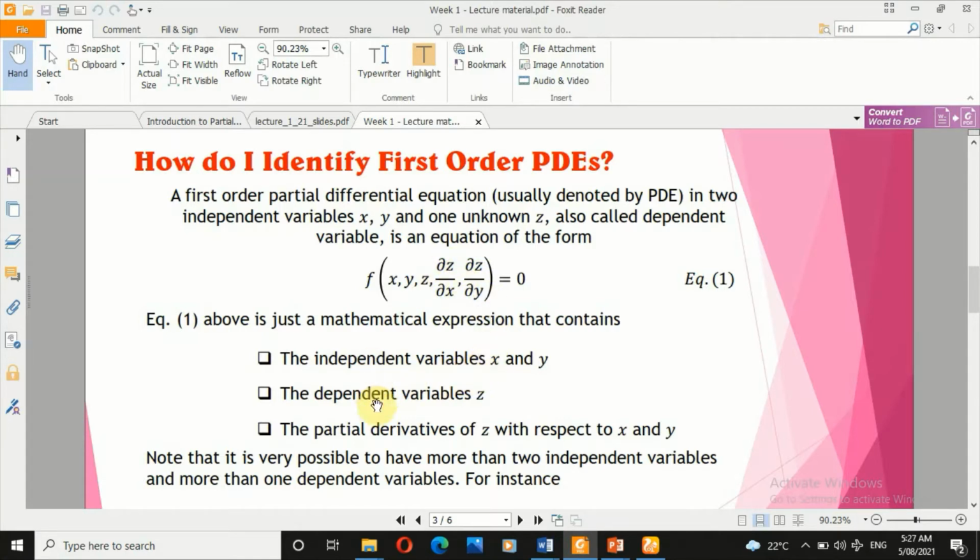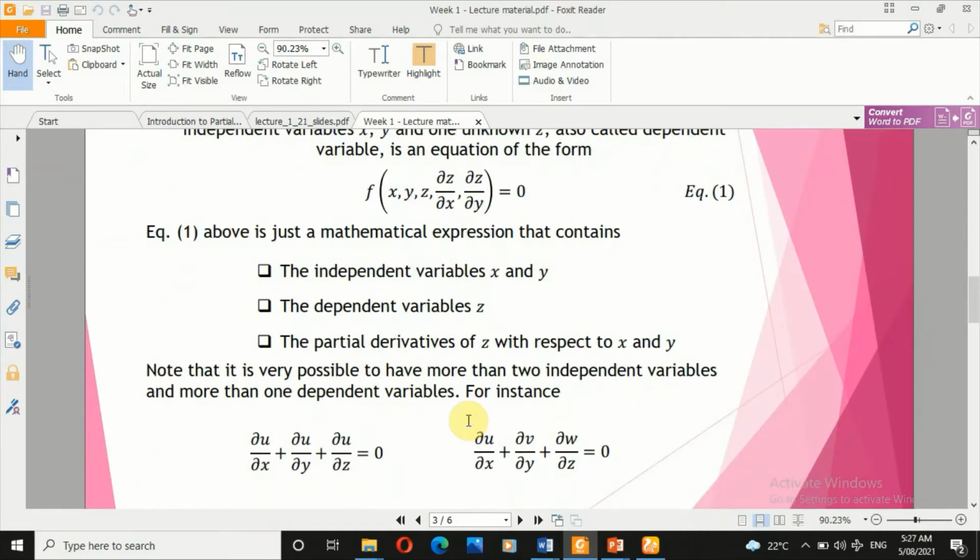So as you can see here, it's just like a mathematical expression, but note the following. Don't forget, it's very possible for us to have one dependent variable and three independent variables, because the definition is for two or more. So two or more independent variables. So the independent variables can increase to more than three. It can be four, it can be five. But don't forget that in the case of ordinary differential equations, there is only one independent variable.